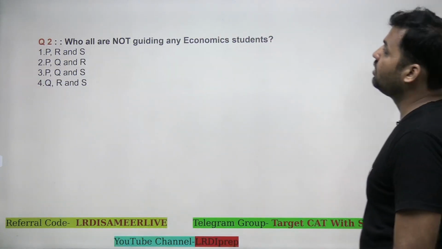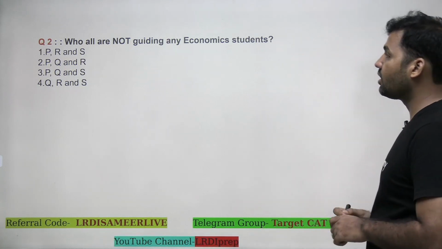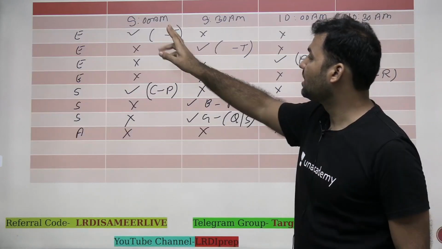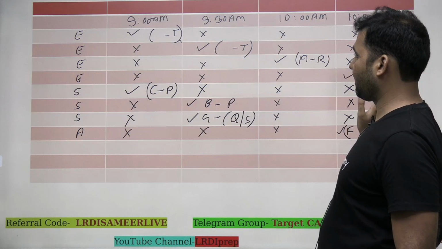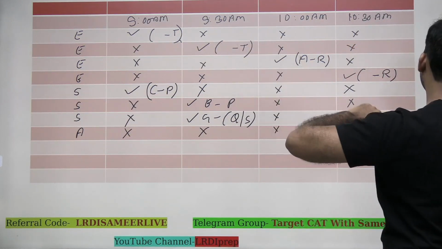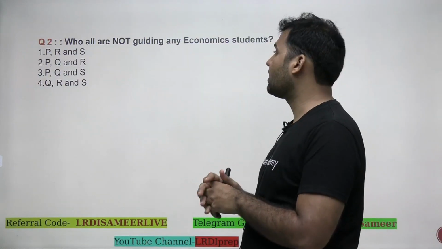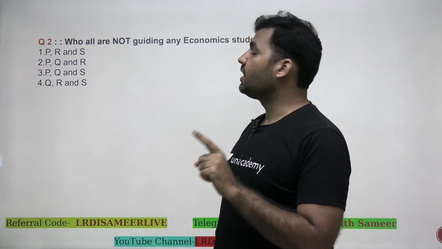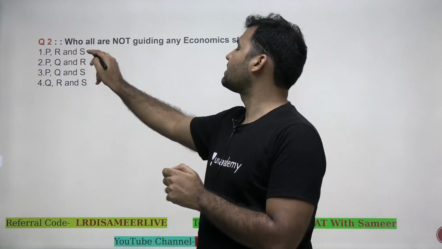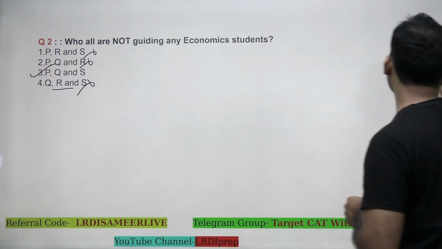Now let's move to the next. Who all are not guiding any economics student? You see that? Economics students, you can see, are guided by T and R, right? All 4 economics students are guided by T and R. The question is, who all are not guiding any economics students? So can I eliminate all the options which have R or T? This has R, eliminated. This also has R, eliminated. So the answer is the third option, PQS.